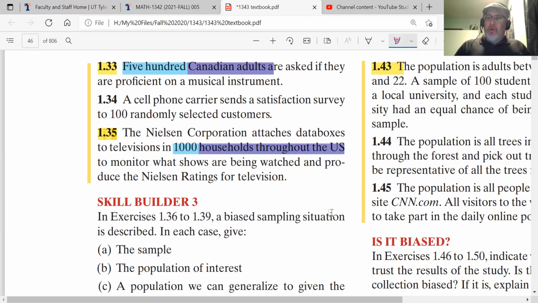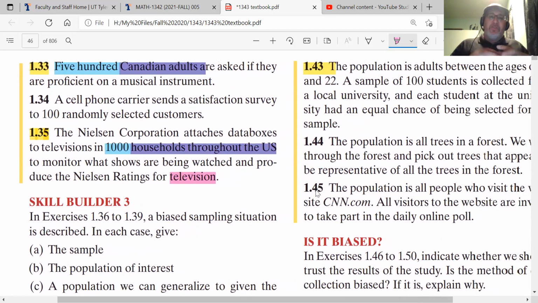That sounds reasonable, but there's something that all 1,000 of these households have in common. That's implied by the problem. There are 1,000 households that have televisions. So even though you could say that this is a sample from the population of all households throughout the US, in order to have a data box on their television, they must first have a television. So a better description of the population would be households throughout the US that have televisions.